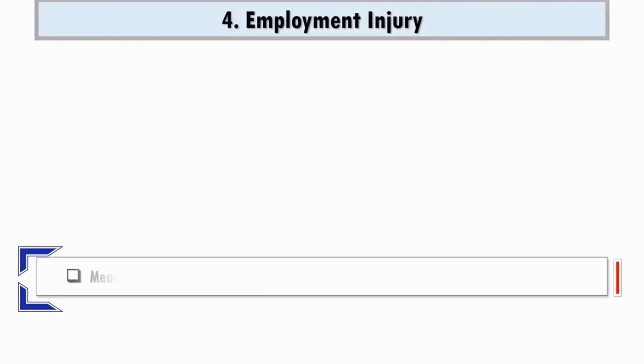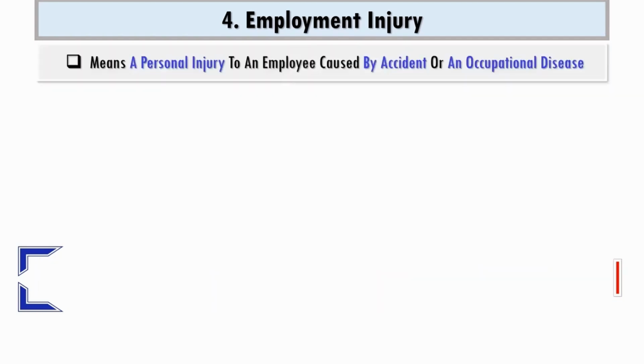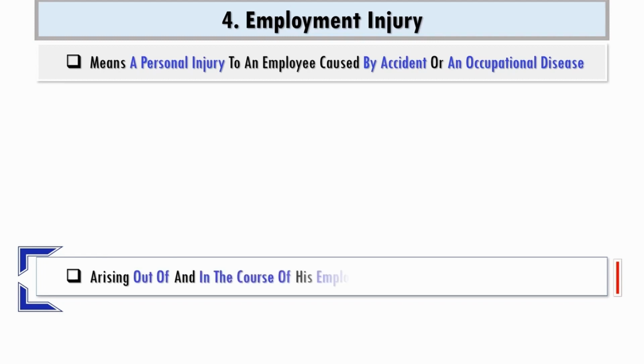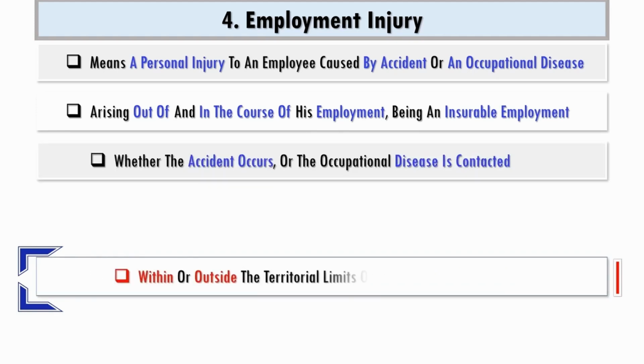An employment injury is a personal injury caused by accident or an occupational disease, but the requirement is it should arise out of and in the course of his employment. It might occur or be contracted anywhere within India or outside India.